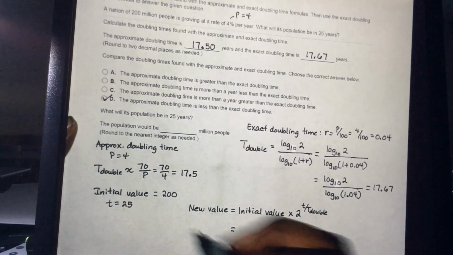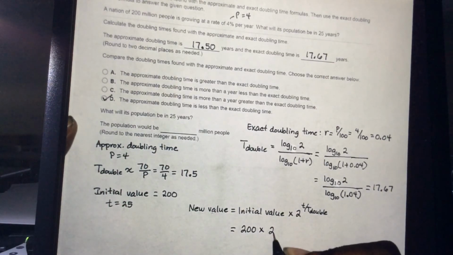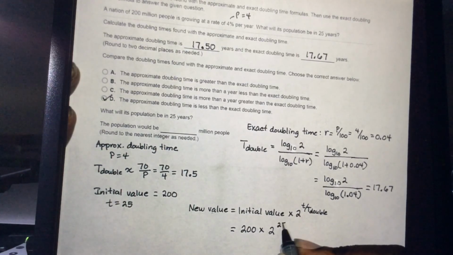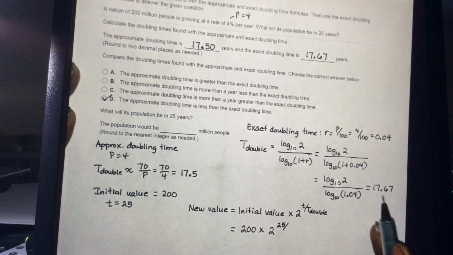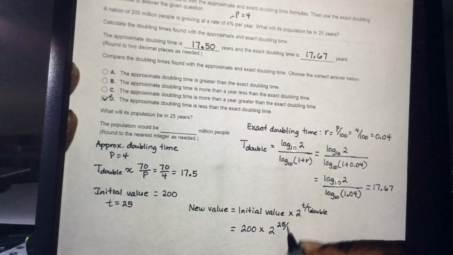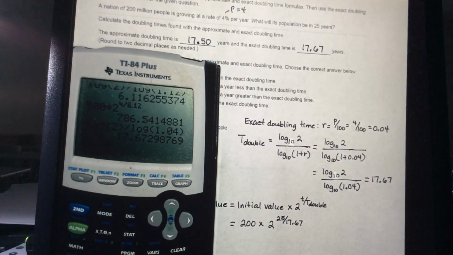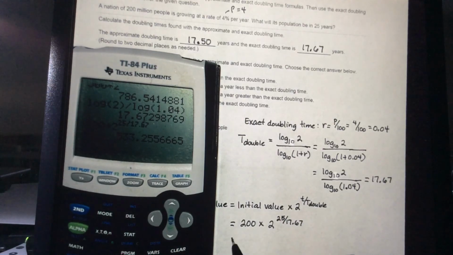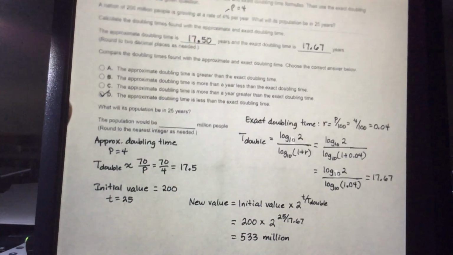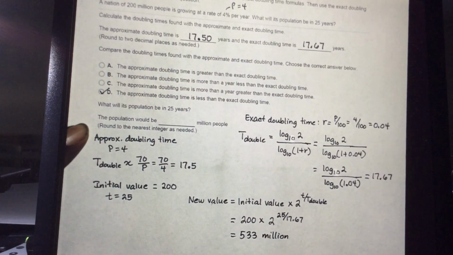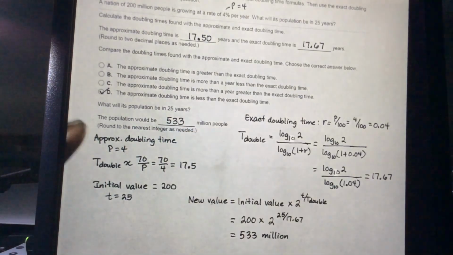And in this case, that initial value was 200 multiplied by 2 to the t, your time, 25. Now for the t sub double, we're using the exact doubling time as indicated in the directions. That's the 17.67. Because it tells us to use that to answer that question. So here 200 times 2, have t for your exponent, 25 divided by 17.67. To the nearest whole number, this will be 533 million. Okay. So in this case here, the population will be, in 25 years, 533 million people.